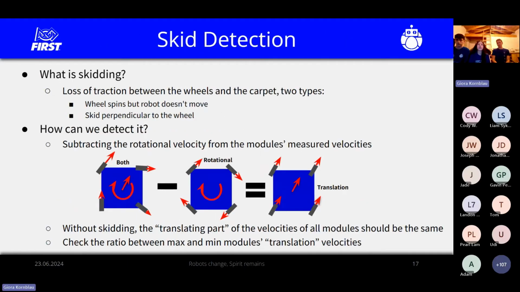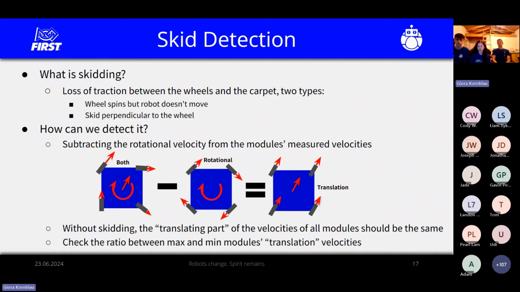So how do we detect skid? First of all, what is skidding? We define skidding as a situation where there is loss of traction between the wheels and the carpet, and there are 2 types of it. When we're skidding, this means that we cannot trust the odometry. The results from our odometry are not what is happening in real life, not what the robot is doing. The 2 types are, first, the wheel spins but the robot doesn't move, so a wheel that's spinning freely on some of the modules. And the second type is skid that's perpendicular to the wheel. This is the type that we don't detect.